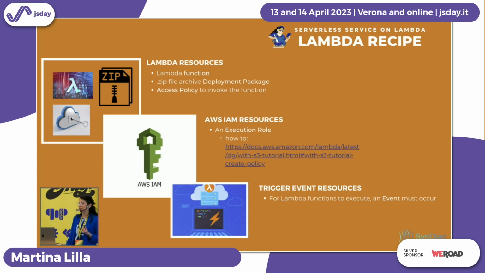Then we need the AWS Identity and Access Management resources. In particular, you have to create an execution role to grant the permissions that your function needs, and you can find instructions on how to create this execution role in the link provided. And finally, we need a trigger event, because for Lambda to execute, an event must occur. So think about if-then. If an event happens, then the Lambda will be triggered.